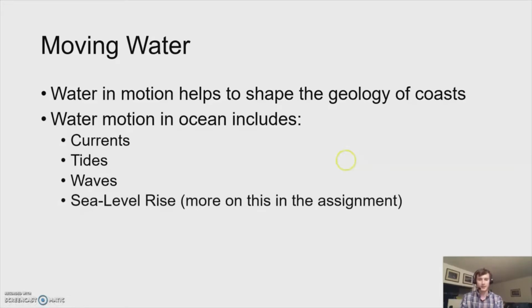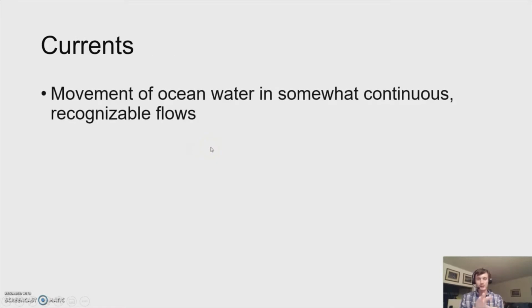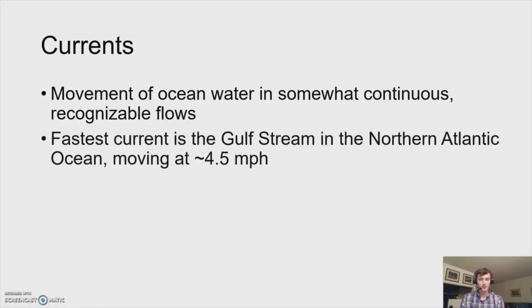We'll talk a little bit more on this in the assignment, so we're not going to talk about it as much here. Currents, right? First one on our list here, currents. What are we talking about? So we have these circulation patterns in the ocean which are fairly consistent and fairly stable over time. And when you see a map, this will make a whole lot more sense. I promise, just stick with me here.